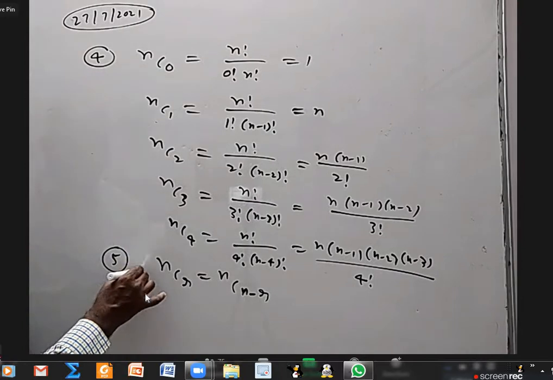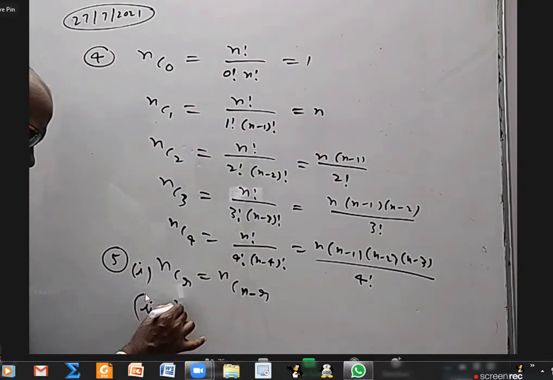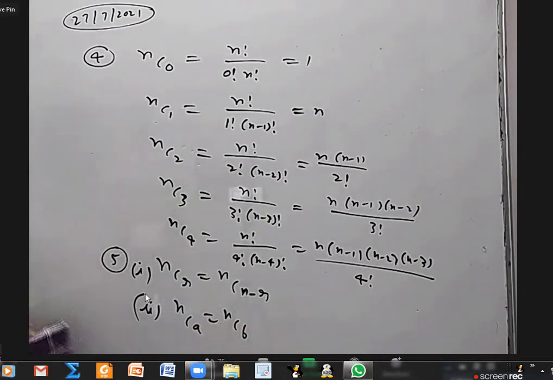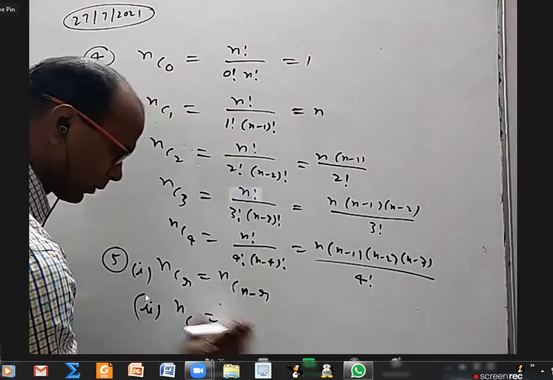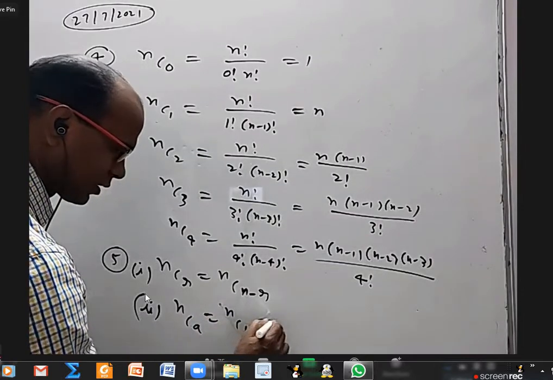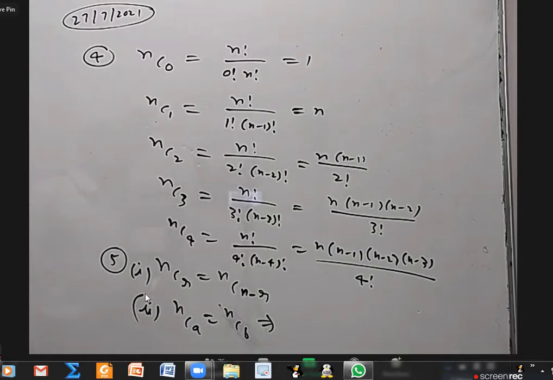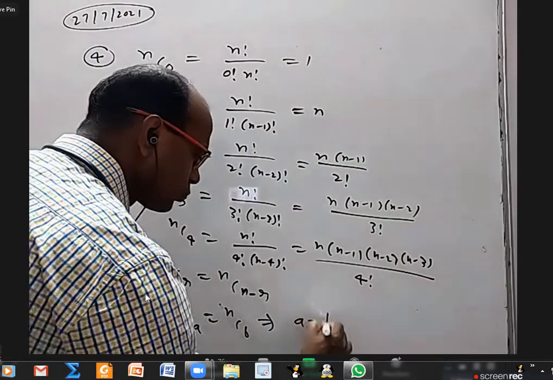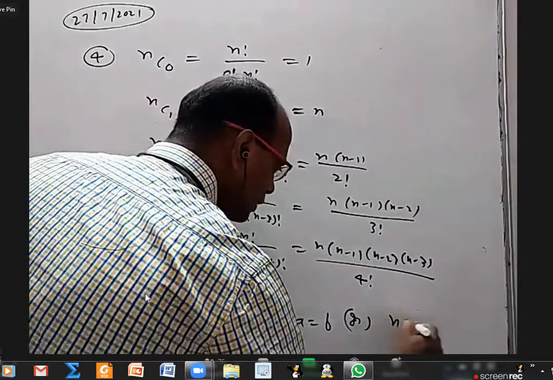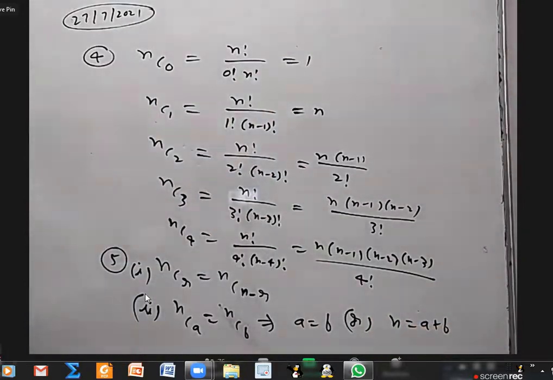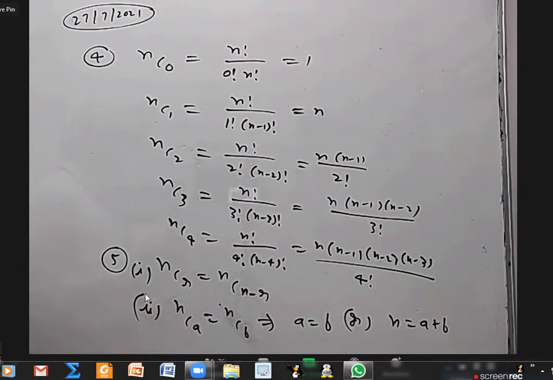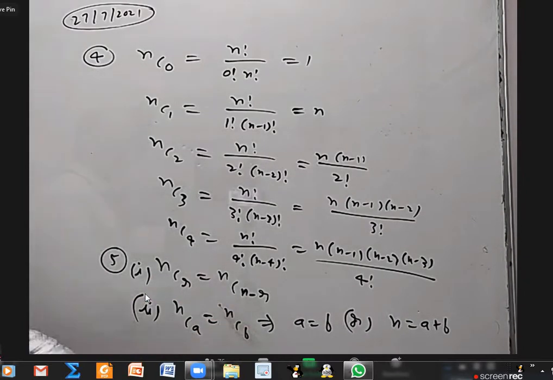Maybe within the same thing I can write the second point. nCa equal to nCb means a plus b equals n. There are two cases: a equal to b, or a plus b equal to n. One obvious answer is a equal to b is also an option, no? Yes, sir. And if they are different, like 10C2 equal to 10C8, you can see r and n minus r, their sum is n. So whenever nC some number and nC some other number are equal, the sum of these two must be n if they are not equal.